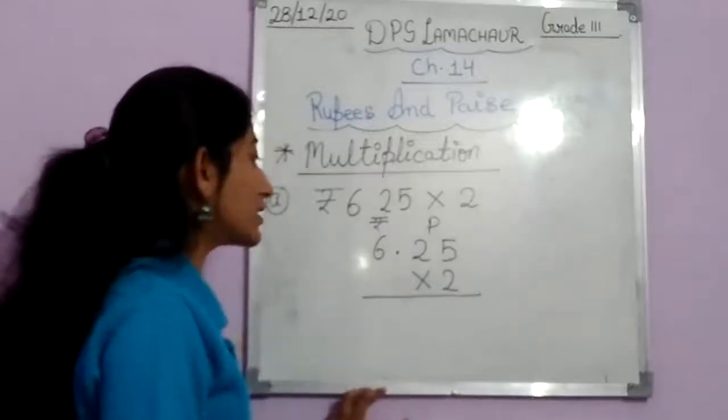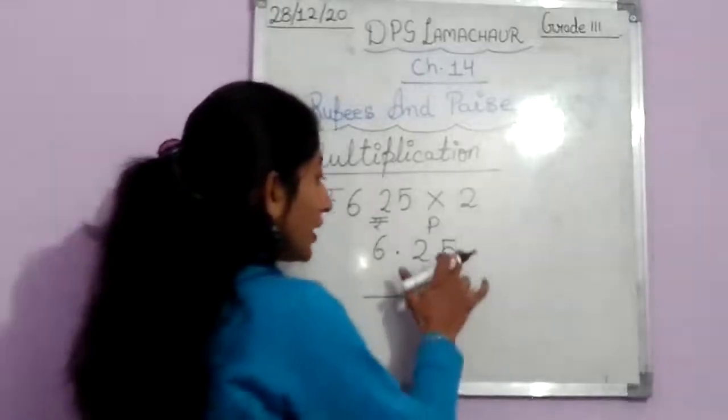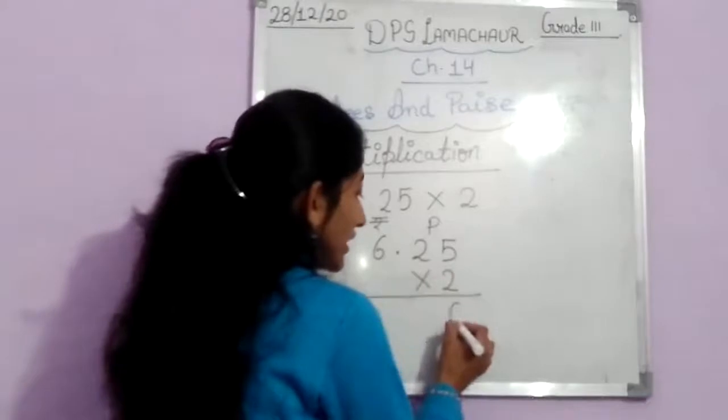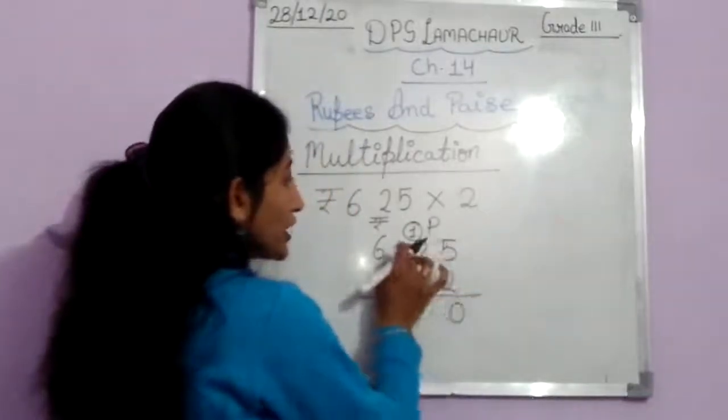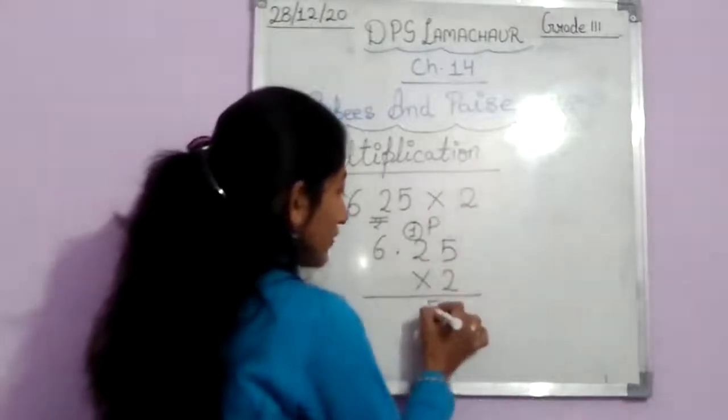ओके, so let's multiply. 2 into 5, 2 5s are 10, 0 and 1 is carry. Then 2 into 2 is 4 and 4 plus 1 is 5.